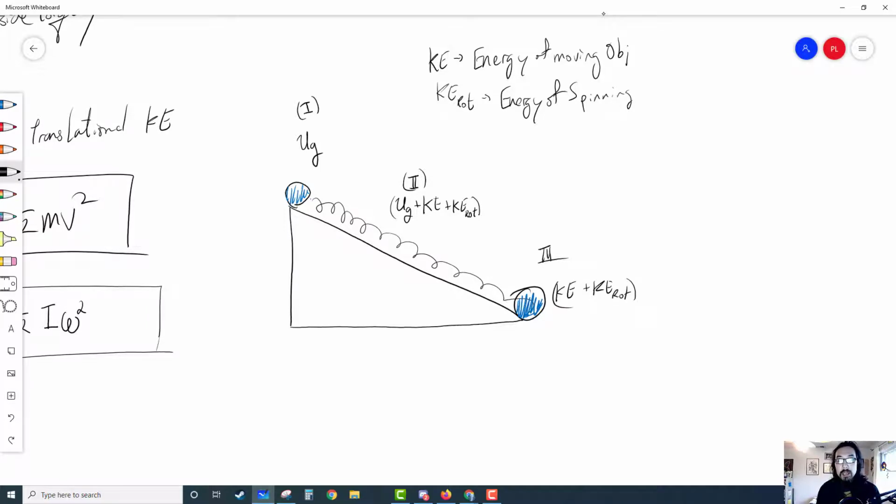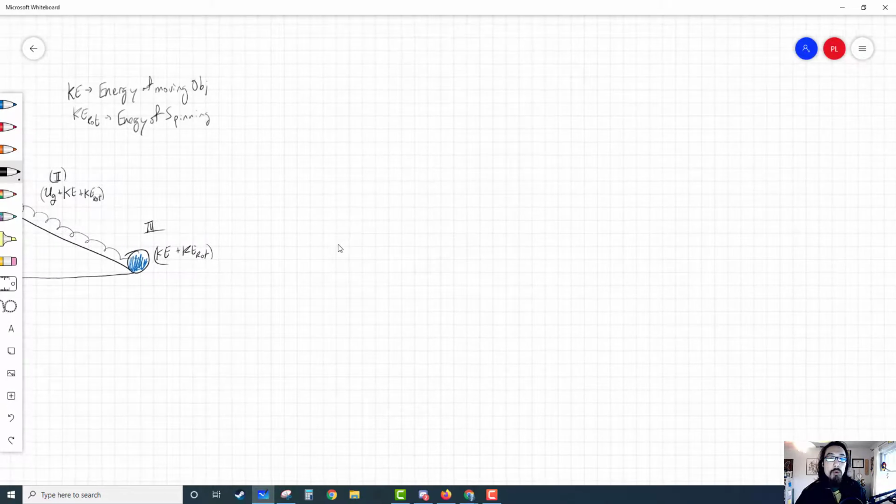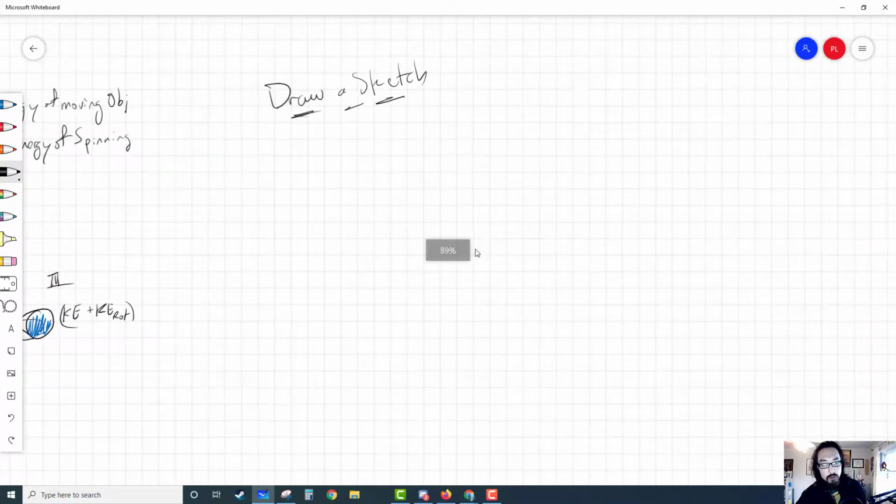Just like that. Okay, it has two forms of the energy because the gravitational potential energy is all gone. All right, so in order to solve these kinds of problems, first, it is very imperative to draw a sketch. Sketching really helps. If you can afford to draw a sketch, I do recommend that you draw a sketch because actually seeing the scenario is extremely beneficial.